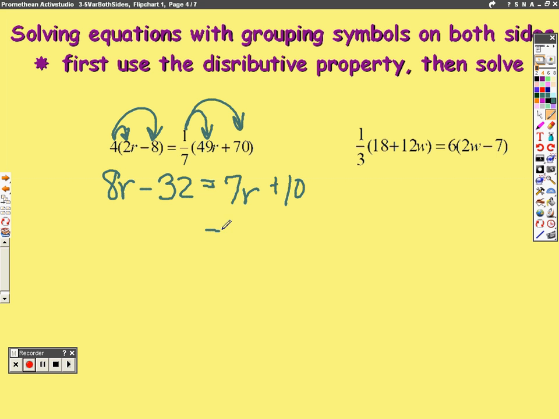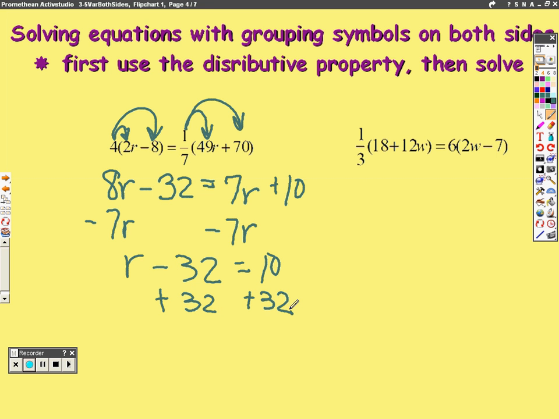Okay, very good. That'll give me a positive variable. And I end up with r minus 32 equals 10. Remember, when you have one r, you don't have to write the 1. It's just r. Okay? What's my next step? Plus 32. And I end up with r equals 42.